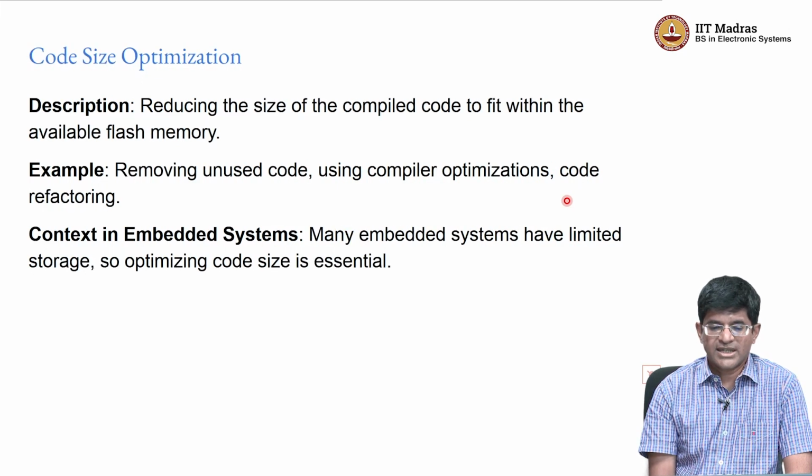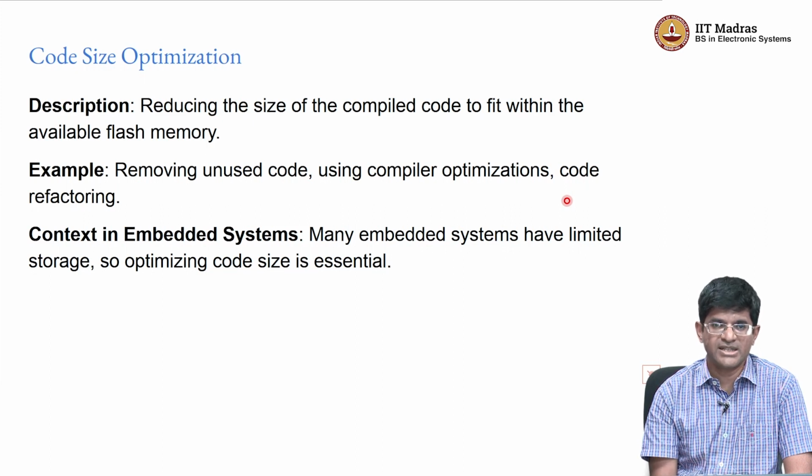And finally, code size optimization. How do you actually make sure that you can optimize your code to fit within available memory? Removing unused code, using all the kinds of compiler optimizations that are possible. In other words, understanding the tools available at your disposal makes a big difference in terms of how you make use of the final system.